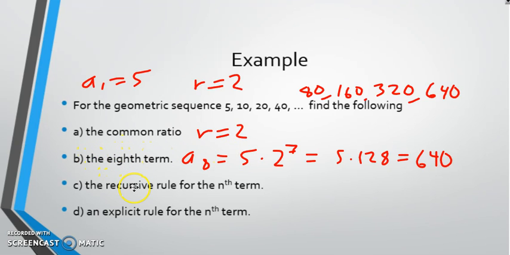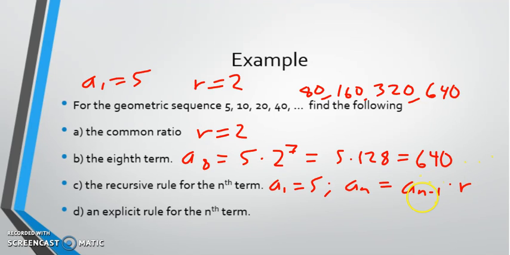Now we're going to write the recursive rule. So again, the recursive rule is the rule that tells you how do you find the next number based on the one you currently know. So we want to start off by using our a sub 1, which in this case is 5, but the actual recursive rule is that finding a given term a sub n is going to be equal to the previous term in the sequence, which we call a sub n minus 1, multiplied by r.